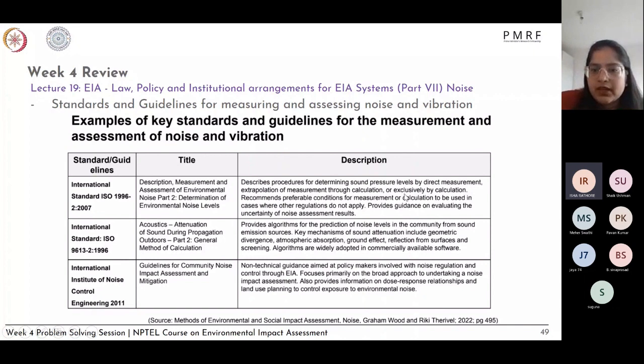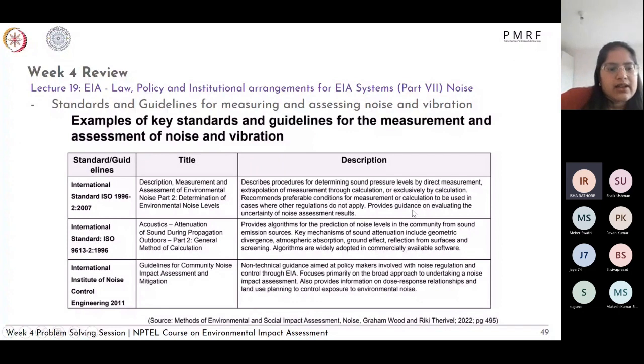And it provides sound pressure levels, talks about procedures for measuring these sound pressure levels and instruments, and then their calculation, their recommended values from calculations, and it provides guidelines on eliminating uncertainty from these calculations as well.